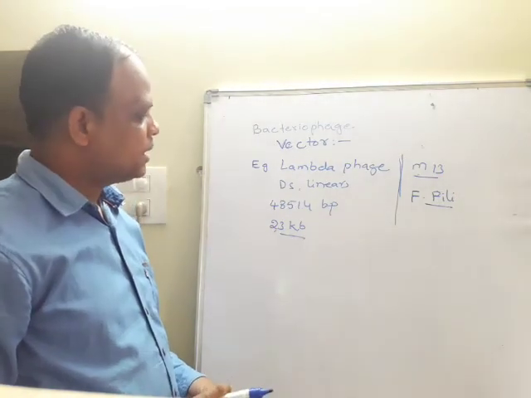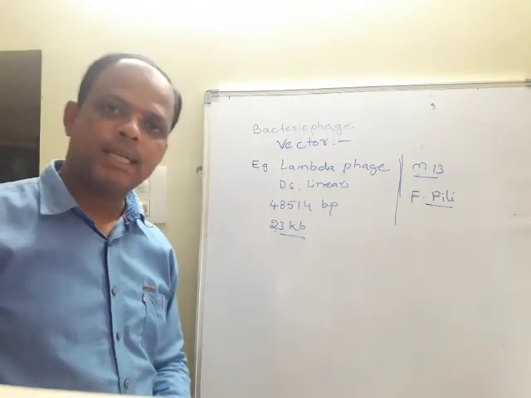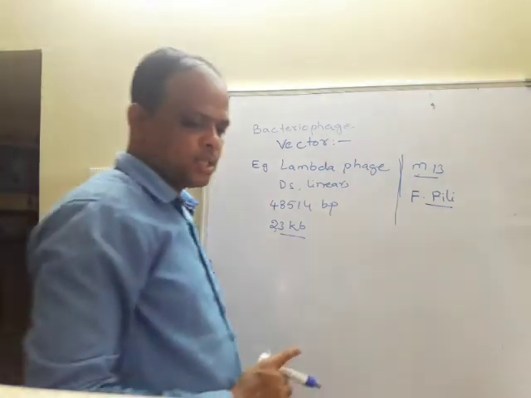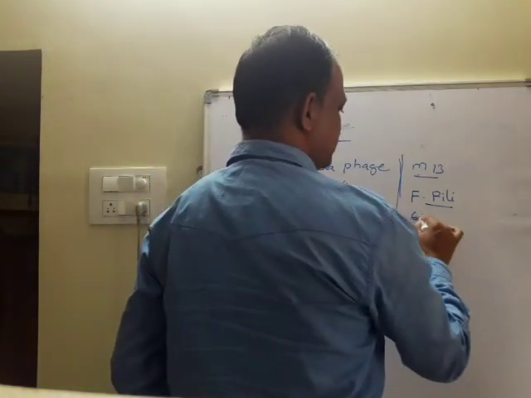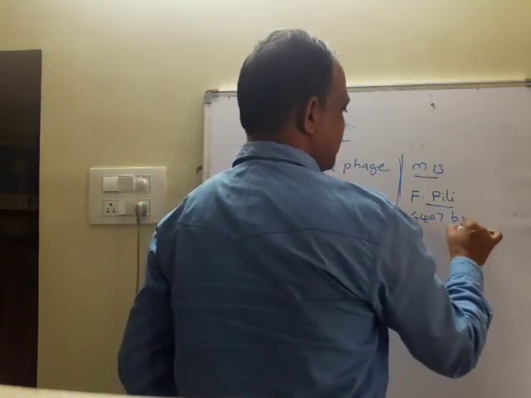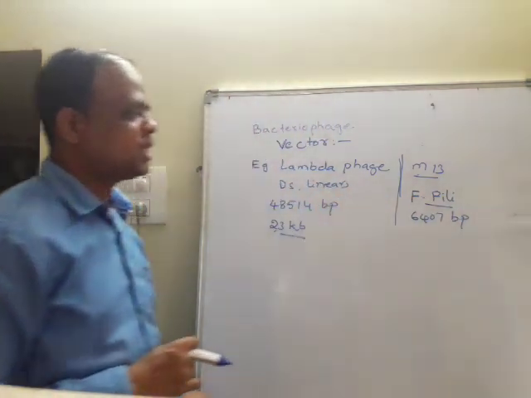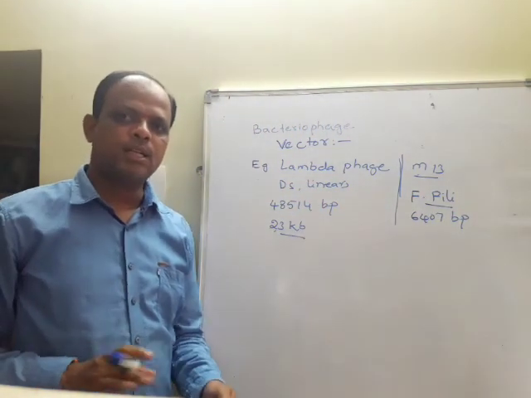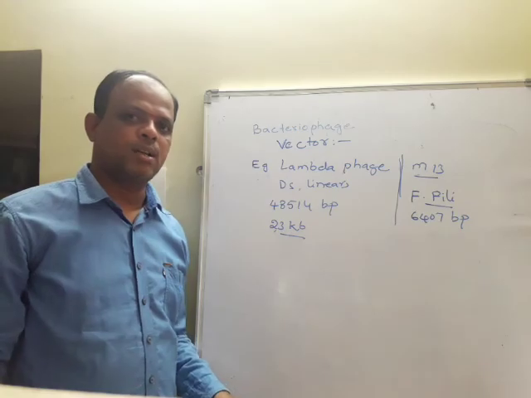And here the genetic material of this vector contains 6407 base pairs present in the M13 bacteriophage vector.